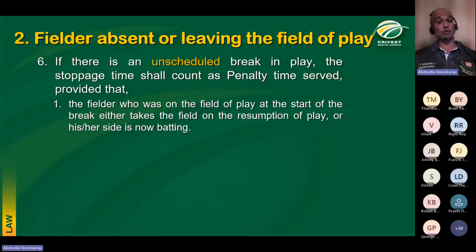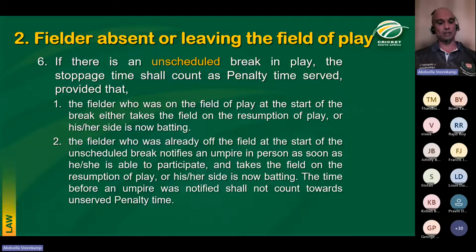So just for this level 1 course, I'm just going to briefly explain when it comes to an unscheduled break and when you can offset it against any penalty time that a player might owe us. There are certain criteria that you need to take into account. Point number 1, you can offset an unscheduled break if a fielder was on the field at the start of the interruption, in our case a rain interruption, and that fielder takes the field on the resumption of play after the interruption. If that is the case, you can offset that whole unscheduled break against any penalty time that the player might owe us.